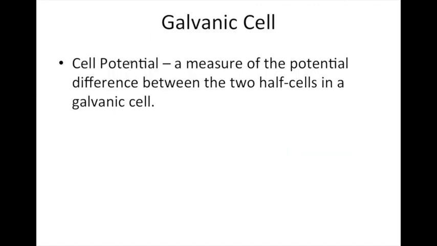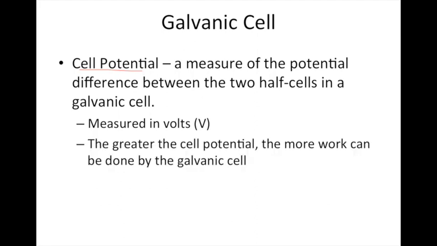The voltmeter measures what we call the cell potential, which is a measure of the potential difference between the two half cells. Here we're looking at zinc and copper, but we could make a galvanic cell out of lots of different substances, and each different galvanic cell would have a different cell potential. We measure cell potentials in volts, just like a battery. You've heard of 9-volt batteries, etc.